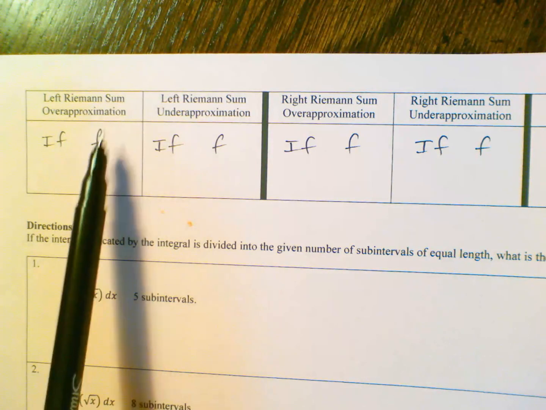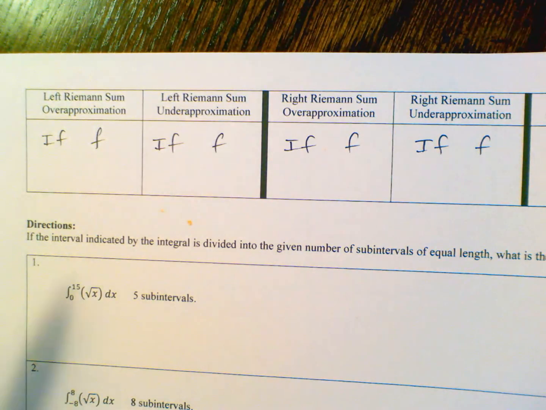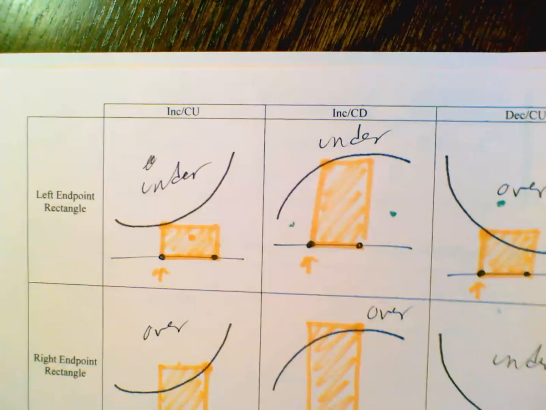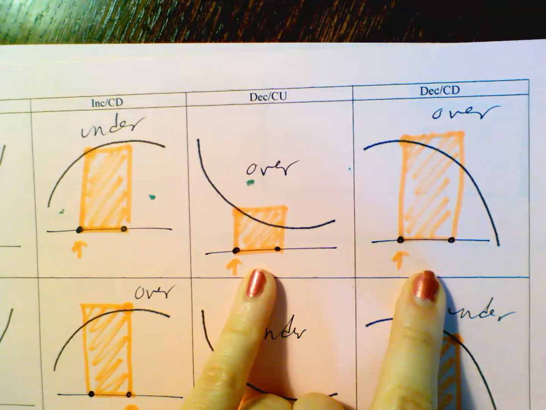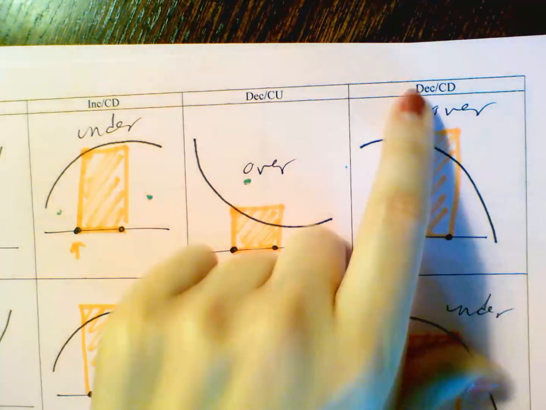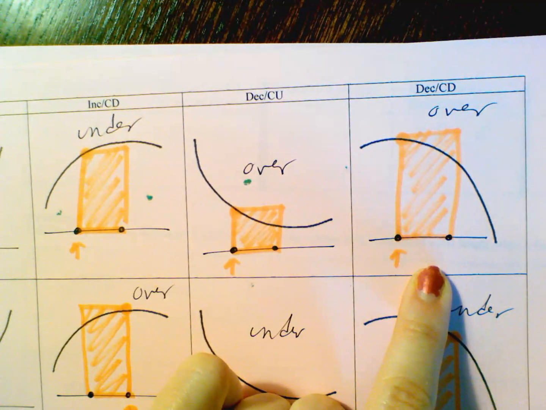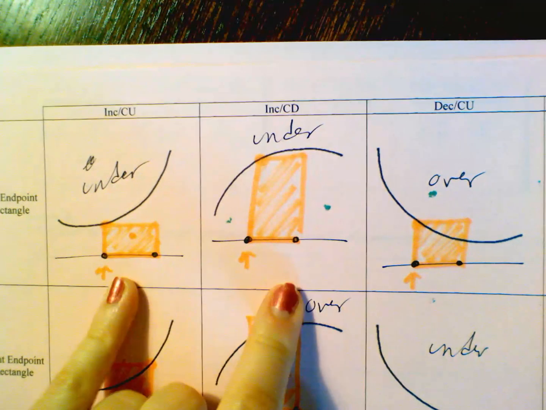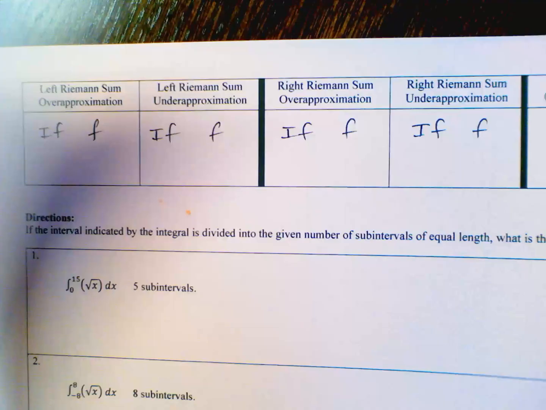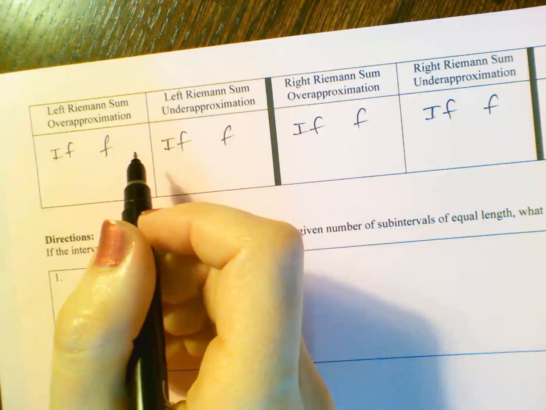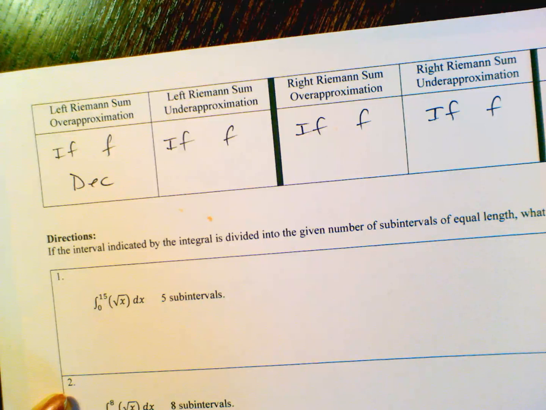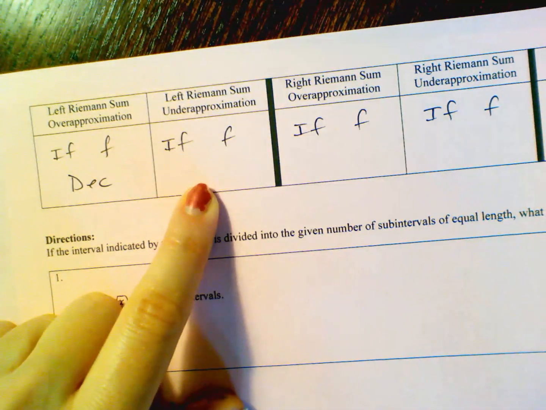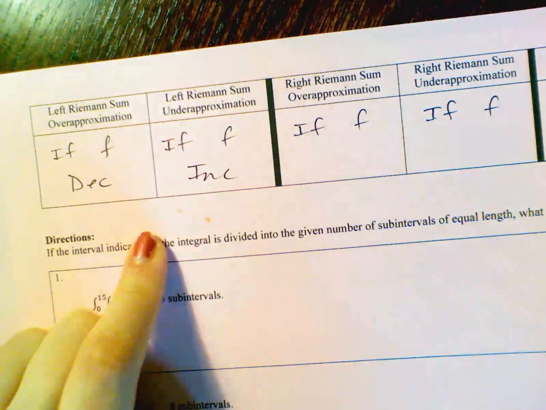So left Riemann sum would give us an over approximation if what? Guys, look at the left Riemann sum. Under, over, over. So what do these two over situations have in common? This one is decreasing concave up. This one's decreasing concave down. And then with the increasing ones, we have an under situation. So we're going to have an over approximation if F is decreasing for a left Riemann sum. We'll have an under approximation if F is increasing.